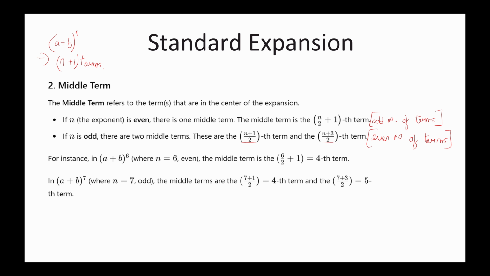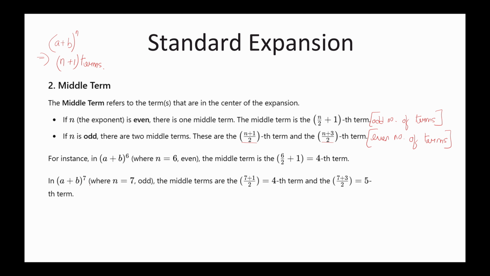Now you must not confuse yourself with the fact that here we have n plus 1 in the numerator and 2 in the denominator. However, when our n was even, here we had n by 2 as 1 term, plus 1. So you must not confuse yourself with this. And again, they've shown us an example as well. Let's say if n is equal to 6, the middle term becomes the (6 by 2 plus 1), that is the 4th term.